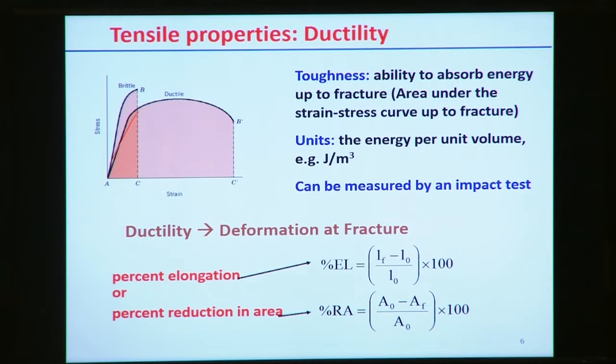So the physical representation of the toughness over the stress strain diagram of the specific material is basically the area under this curve.